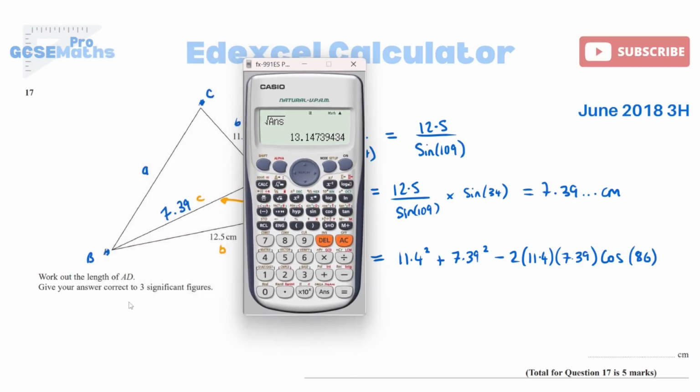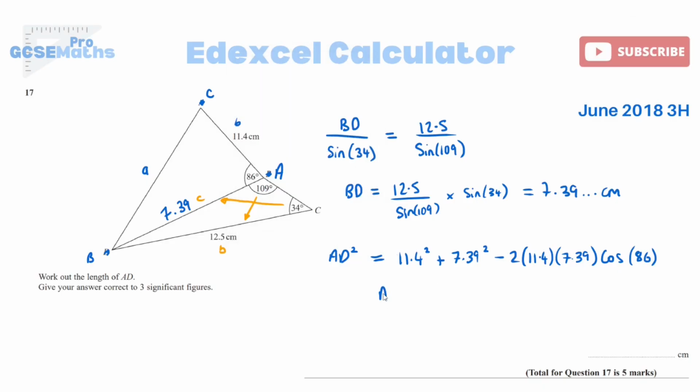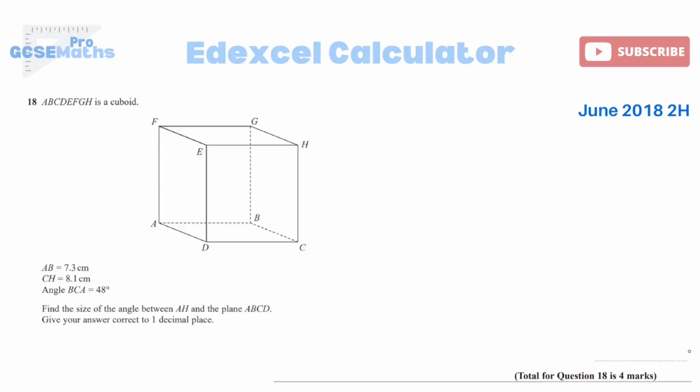13.14... Now they've said 3 significant figures. I'm going to round it because it is the final answer, so that would be 13.1. So AD is 13.1 to 3 significant figures. Something similar is then question 18 here.